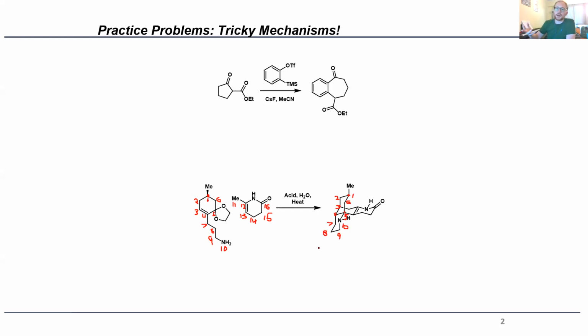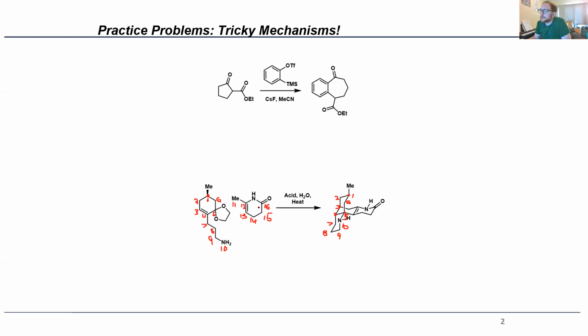Okay, and so I know what has to happen here is at some point I have to make a bond between the nitrogen of 10 and the carbon 5, right? And that is reasonable to us because we know amines react readily with ketones. Okay, and so that means we have to map on the other stuff.